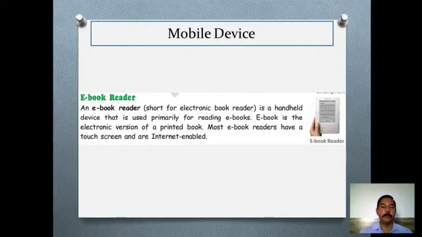E-book reader. An e-book reader, short form of electronic book reader, is a handheld device that is used primarily for reading e-books. E-book is the electronic version of a printed book. Most e-book readers have a touch screen and are internet enabled. It's a very good device, especially for students, and the screen is also very supportive, and if a good ebook is available, you will really enjoy reading this book on ebook reader.